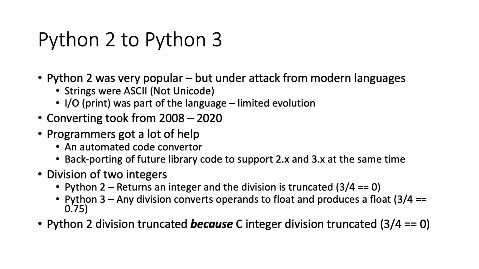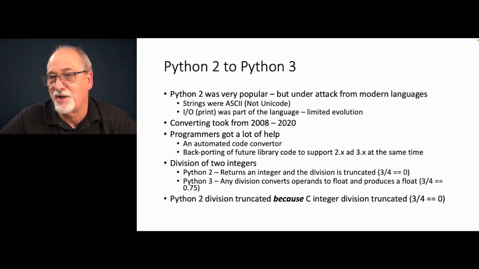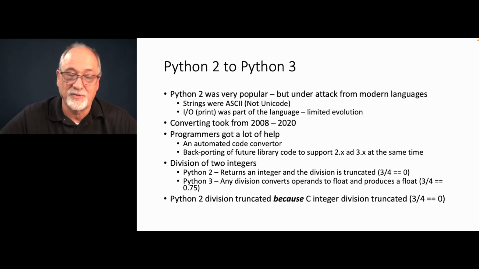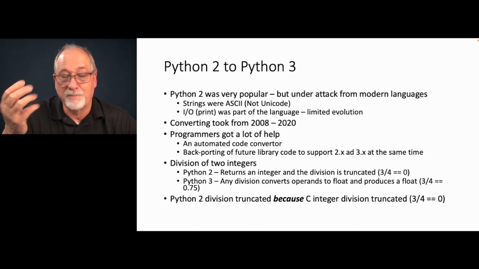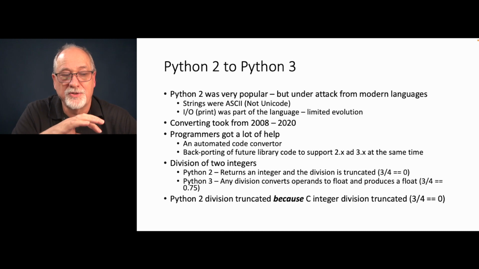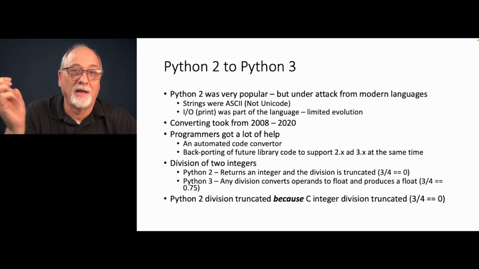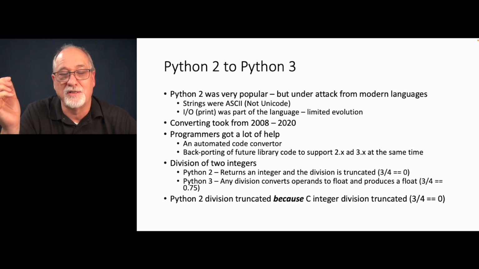Print was part of the language, and the programmers got a lot of help. They got an automated code converter and syntax checkers, and they would take certain features like the print function, put it in Python 3, and then backport it to Python 2, so you could switch from using the print statement to the print function. There were lots of things that made this transition as easy as possible.